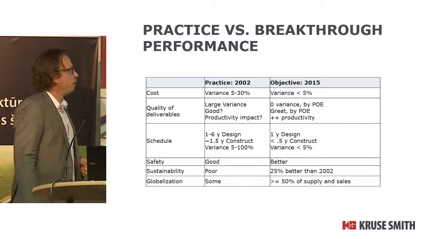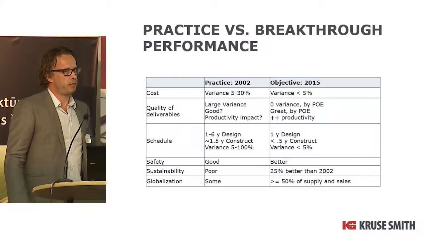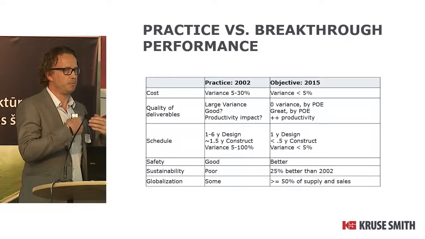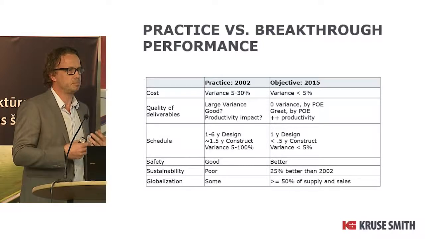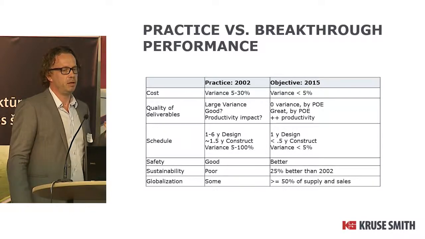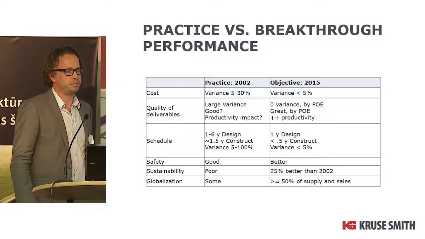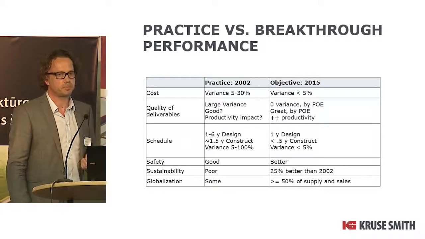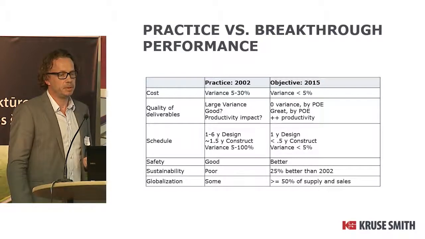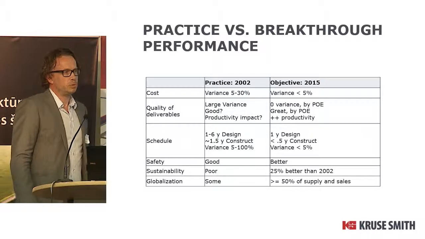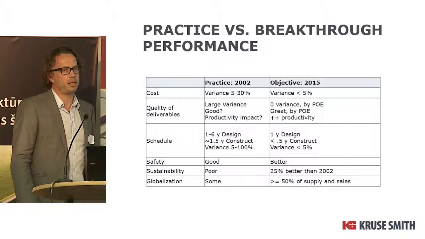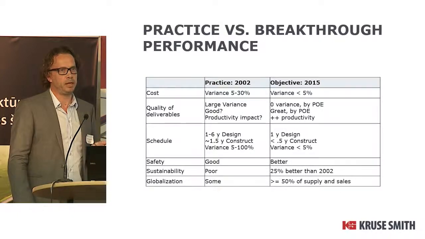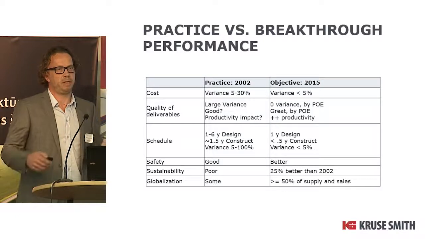This is some of the breakthrough performance that Skeie has formed together. Skeie is financed by the industry, so all the members of Skeie have formed these as objectives for 2015. It should be possible. Imagine if you had a cost variance of less than 5% on every project. What would that do to your gross profit? What if you could tell any client that I can design your building within a year and I can build it within 6 months? Never exceed 18 months.